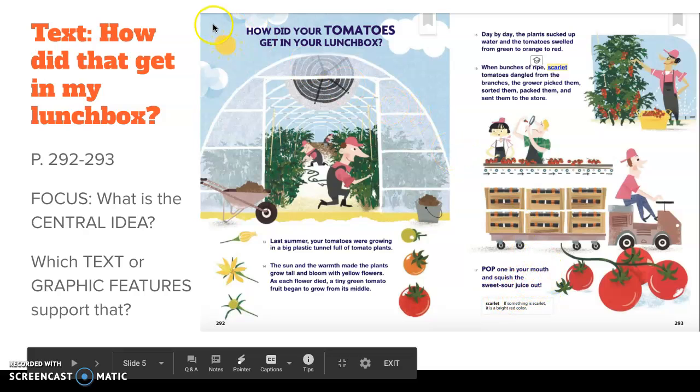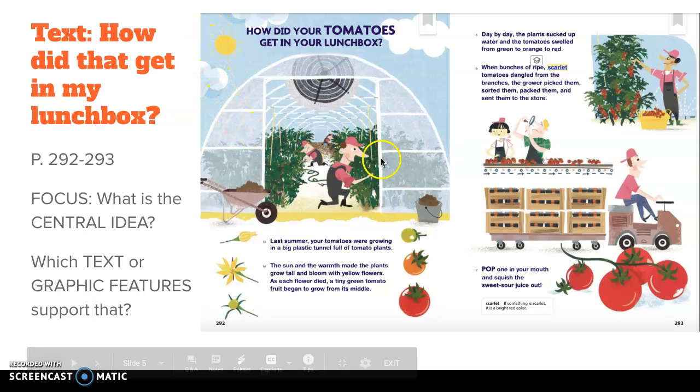Let's look at the graphic features. We have some illustrations. This is a great illustration that supports the detail where the tomatoes came from. It's telling us they come from a big plastic tunnel. So this is what that tunnel would look like. We read another story that called it something else. Remember Will? What was a large enclosure that was made of glass called? It was similar to this.